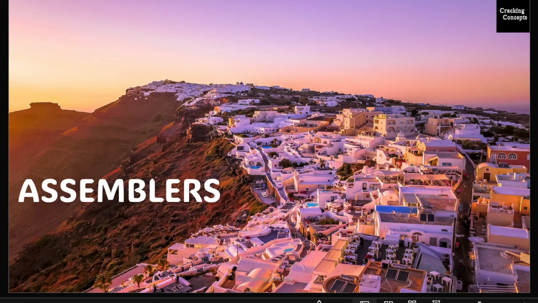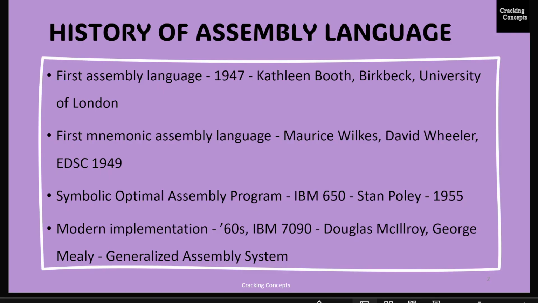Let us begin by looking into the history of assembly language. The first assembly language was developed in 1947 by Kathleen Booth for the ARC2 or Automatic Relay Computer at Birkbeck, University of London. This implementation resembles math to run a machine rather than the modern mnemonic form.